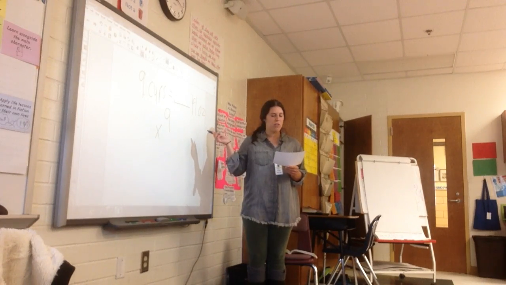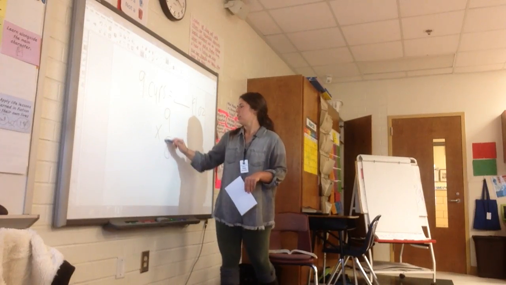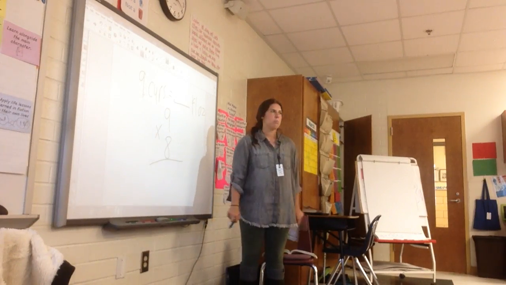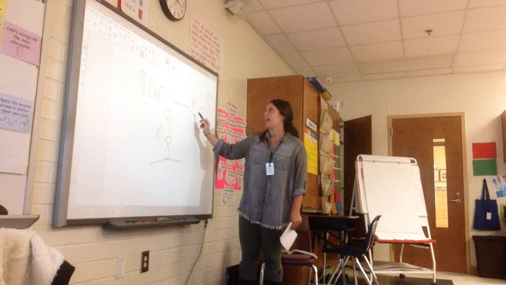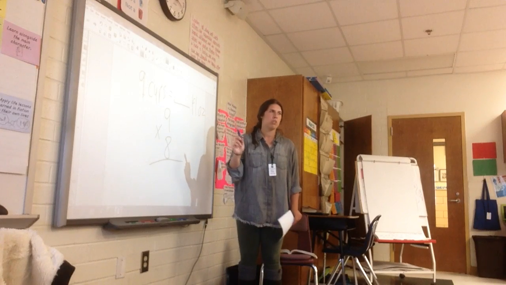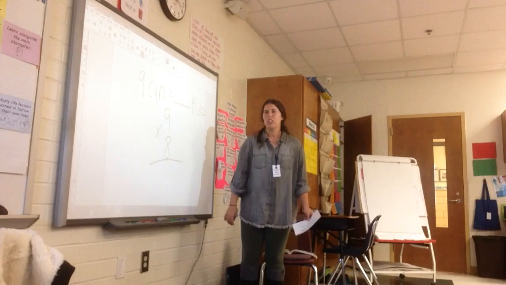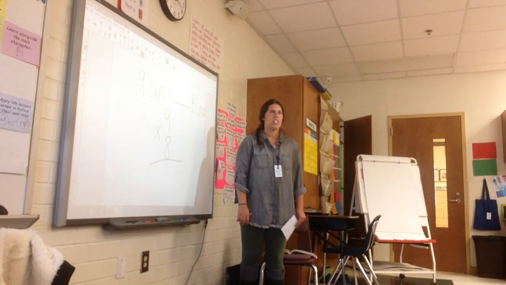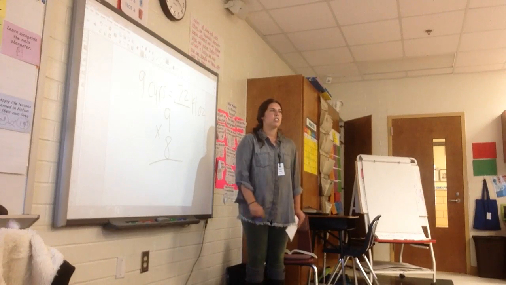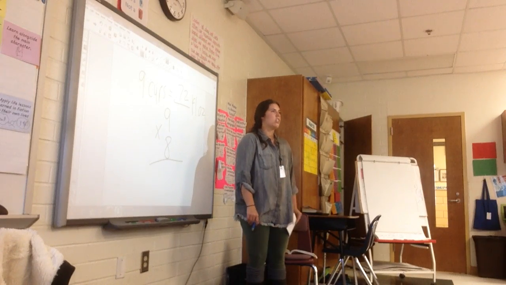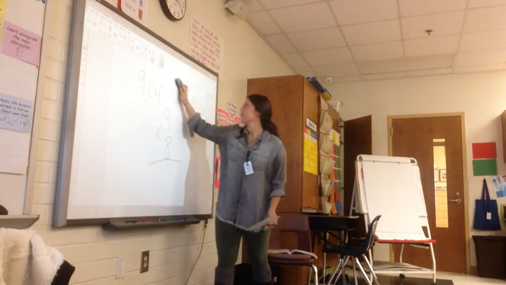Now, how many fluid ounces are in 1 cup? 8. So we found our mystery number. We're multiplying 9 cups by 8 because there's 8 fluid ounces in 1 cup, and we're trying to see how many there are in 9 cups. So 9 times 8 is what, Ashley? 72. So 9 cups is going to equal 72 fluid ounces. Okay?